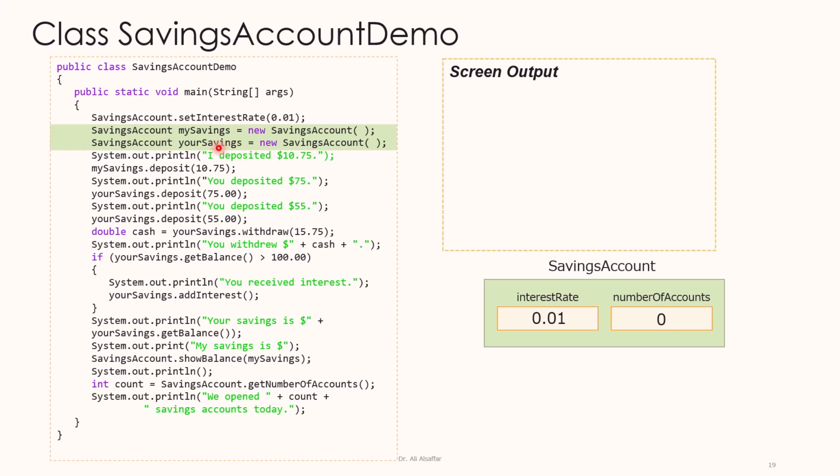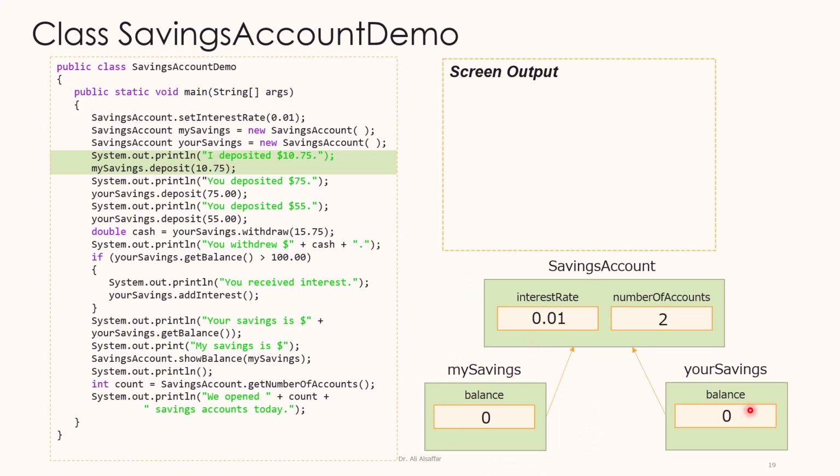And this is the situation we have when we execute this statement. Then we have created two objects from the savings account. One is called my savings account, the other one is called your savings account. When these two statements are executed, two objects will be created. Since savings account has static variables, interest rate and number of accounts, these two variables will be shared by these two objects.